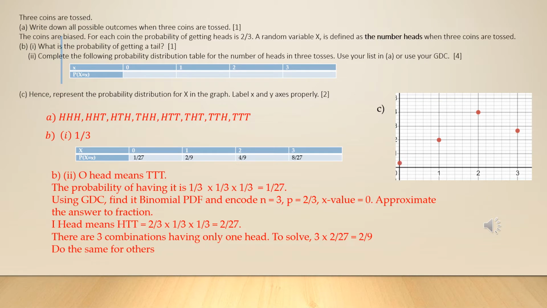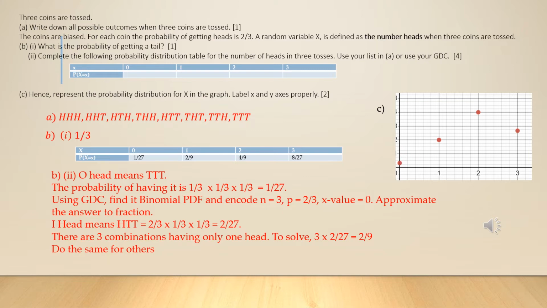So getting 0 heads, or tail and tail and tail, will be 1/3 times 1/3 times 1/3, which is equal to 1 over 27. If you're going to use your GDC, you can find it using binomial PDF, where you encode the value of n, which is 3 tosses, the probability of getting head, 2/3, and the x value 0, meaning 0 heads. You will get an answer in decimal, 0.037037. If we need to give the answer in fraction, you can approximate it to fraction by pressing menu, number, approximate to fraction. That will also give you 1 out of 27.